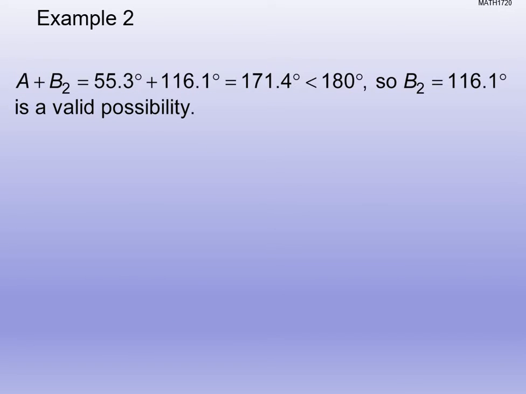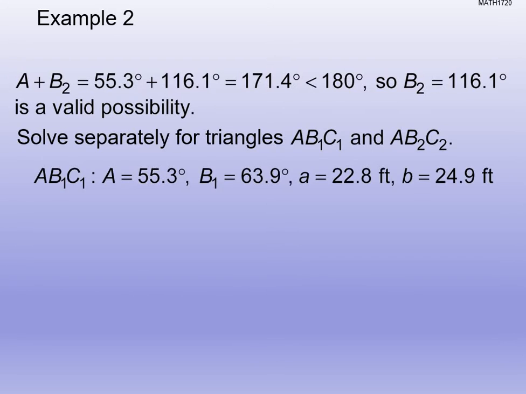So here, we're going to take 55 plus 116.1. That tells us we have 171.4. That's less than 180 degrees. So B being 116.1 is a valid possible solution for that, okay? So we can solve the separate triangles out separately. We checked the 116 to make sure that it worked, right? Remember, all the degrees in a triangle need to add up to 180 degrees.